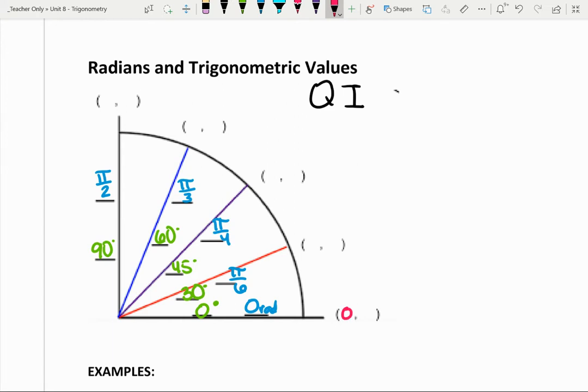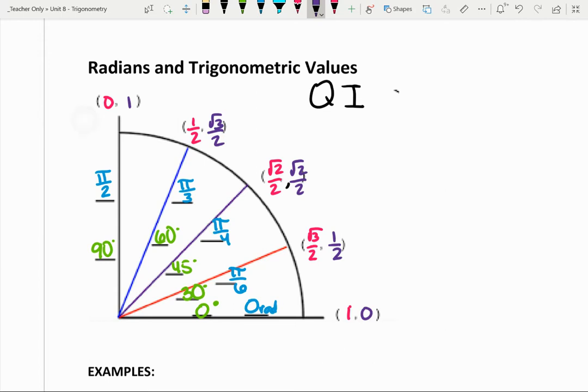Oops, I've already got that mixed up. This should be 1, 0. And then we've got root 3 over 2 and 1 half. And then we have root 2 over 2 and root 2 over 2. And there's a comma there, right? That's a coordinate point. And then we have 1 half, root 3 over 2, and finally 0, 1.